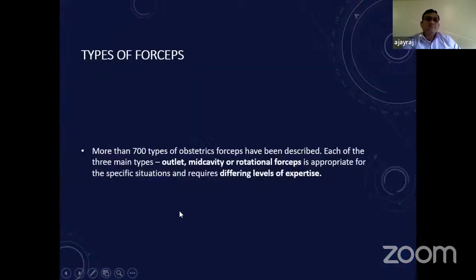Types of forceps. More than 700 types of obstetric forceps have been described. Each of the 3 main types, that is outlet, mid-cavity, or rotational forceps, is appropriate for specific situations and requires differing levels of expertise. Nowadays, outlet forceps are routinely applied, and mid-cavity and rotational forceps are extinct.